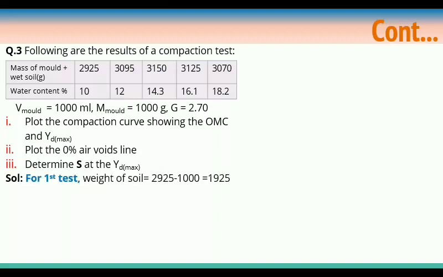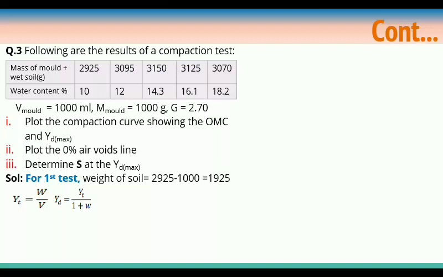Determine S, the degree of saturation at gamma d max. First we have to calculate gamma t, gamma d, and the water content. For the first test, we calculate the weight of soil by subtracting the mass of mold from the mold plus soil mass. The mass of mold is 1000 grams, so by deducting we get 1925 gram. That is the weight of soil. The volume of mold is 1000 ml, so we can calculate gamma t, and the water content is 10%.